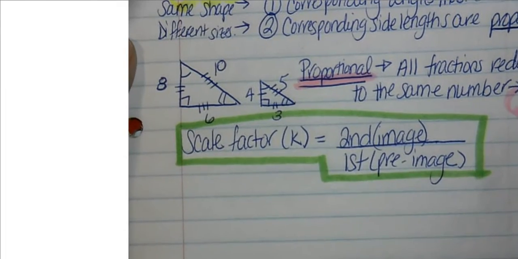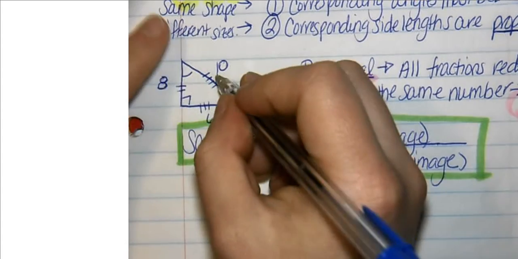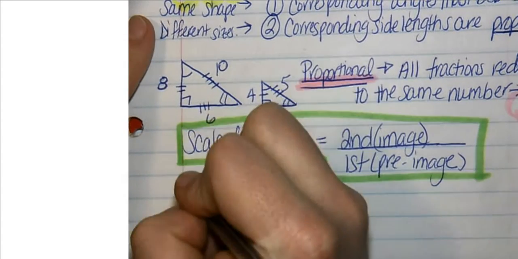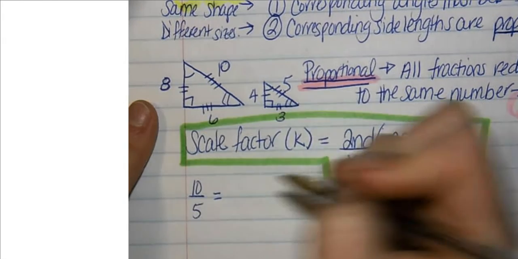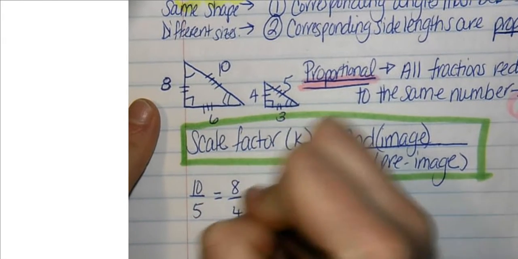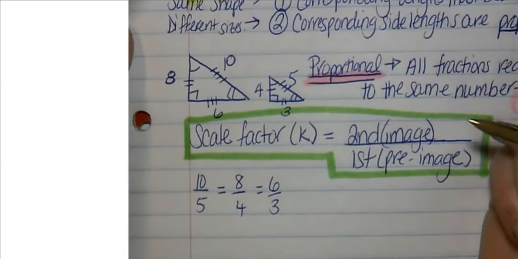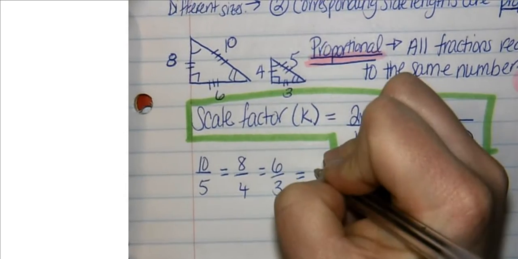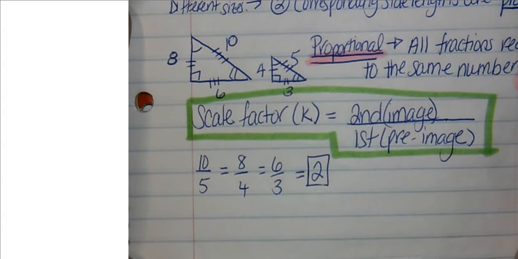So let's say that we matched up our sides and we were consistent. We said we're going to put 10 divided by 5. This is going to be equivalent to 8 over 4, which would be equivalent to 6 over 3. And all of these numbers reduced to the number 2. And 2 would be your scale factor.